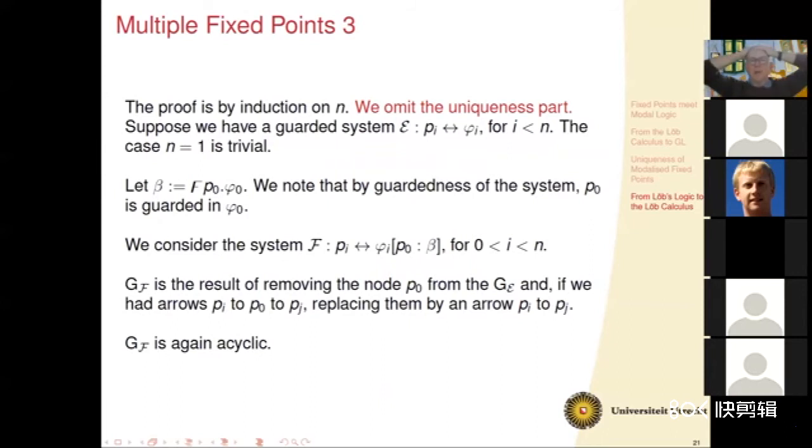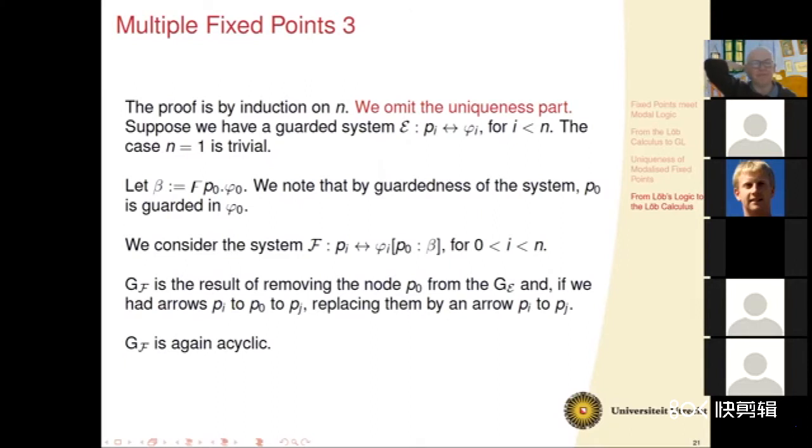Okay, now to prove that we have multiple fixed points. So consider any guarded system of these fixed point equations. And so we have P0 if and only if phi 0, etc., etc. And so we will show that this system has a solution. So now the case of n is 1 is trivial, right? If we just have P0 if and only if phi 0, we can solve it, because since we have no cycles, P0 can only occur guarded in phi. And so the Loeb calculus really provides a fixed point, and so we are there. It's trivial.